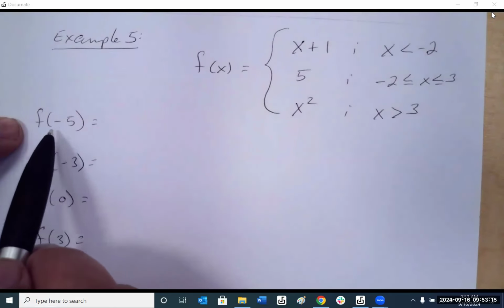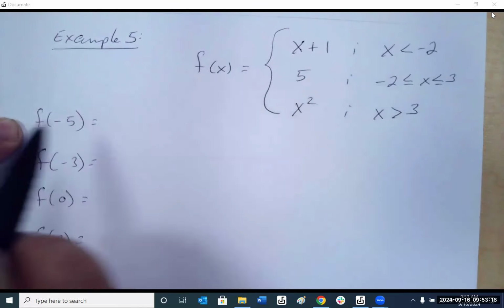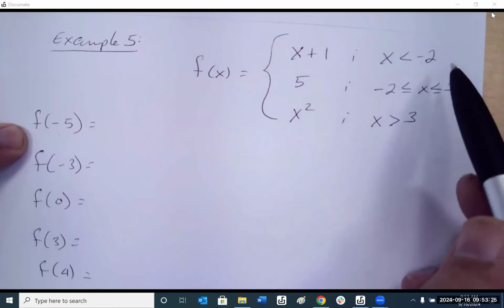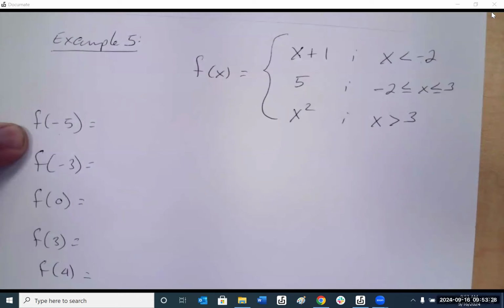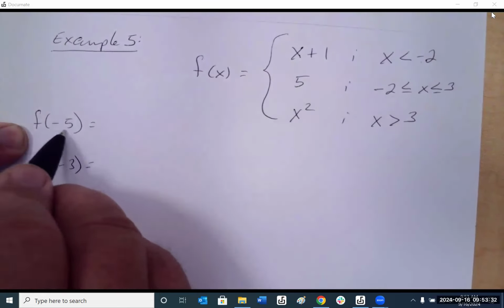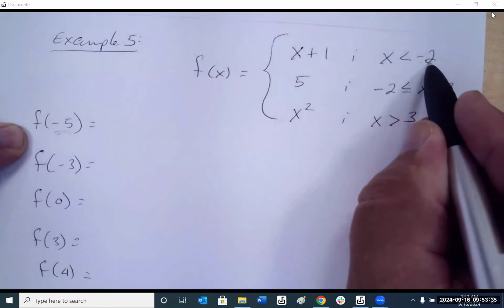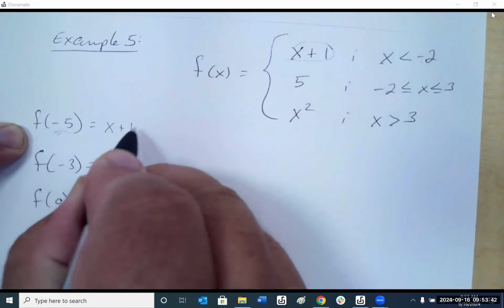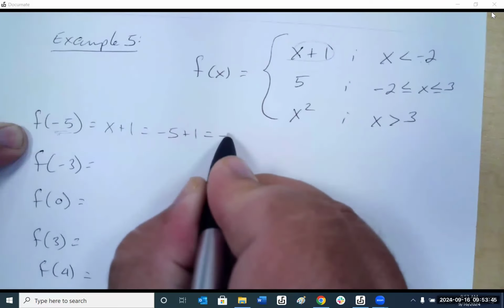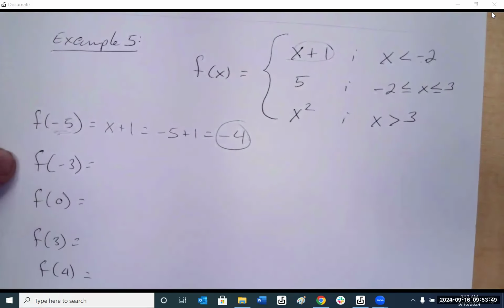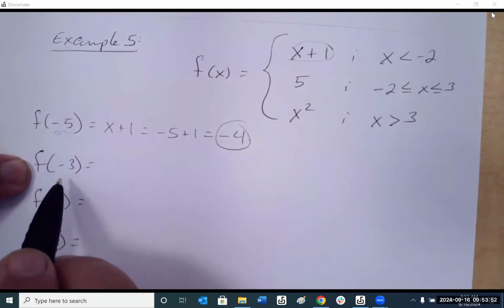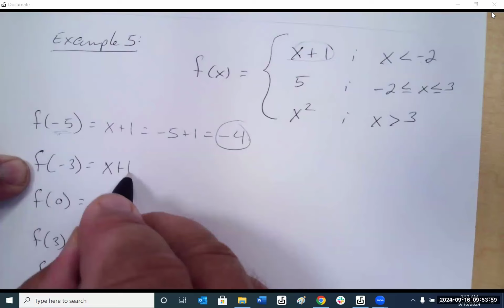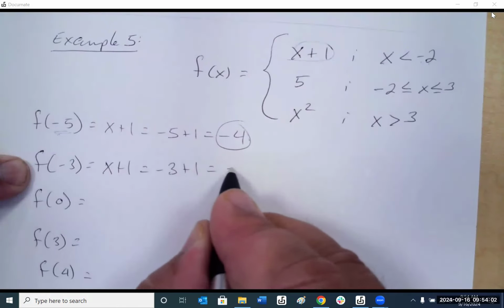So for the first one, what is this one looking for? What x am I using? Negative 5. Does it satisfy the top, middle, or bottom piece? x is negative 5. This is for any x less than negative 2. Negative 5 is less than negative 2, so I use this equation. So it's negative 5 plus 1, which is negative 4. How about negative 3? Yeah, negative 3 is less than negative 2, so I use the same equation. Negative 3 plus 1 is negative 2.